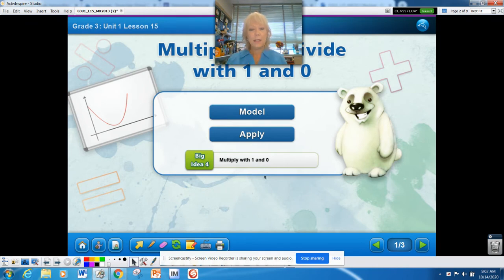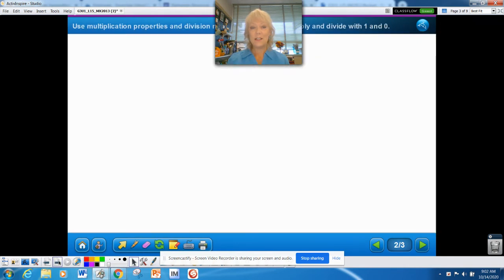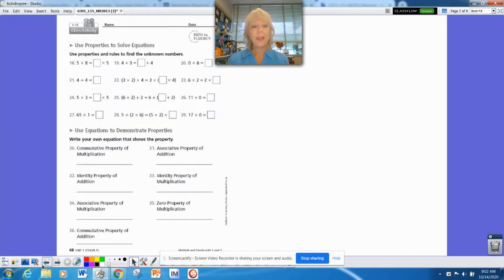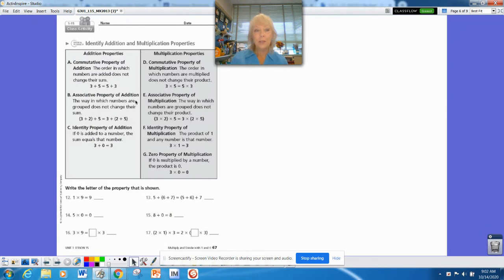So let me take you to page 67 in your workbook. I want you to take a look at this little chart they have given you. Notice there are two sides. The left side talks about addition properties. We need to concentrate on the multiplication properties because it is different when you are multiplying with the number 1 and the number 0.